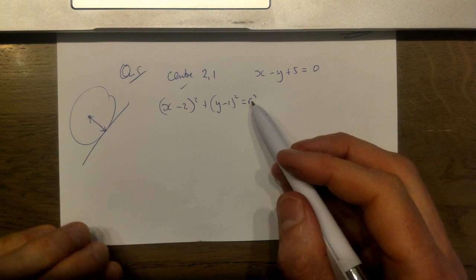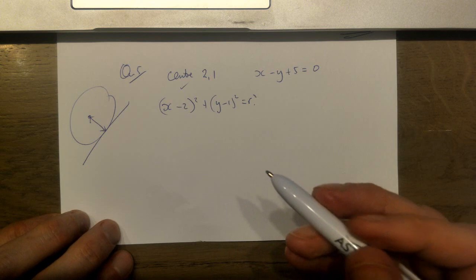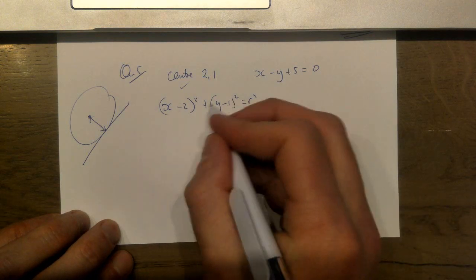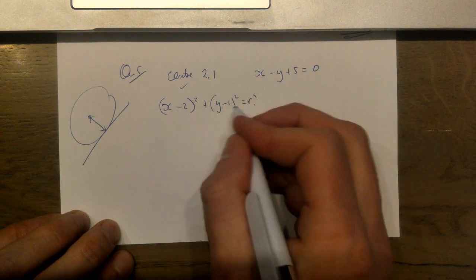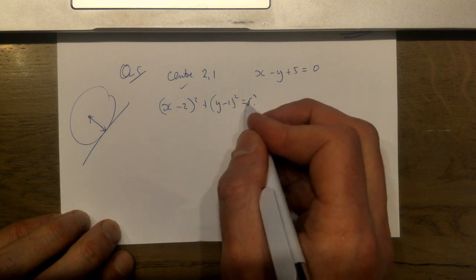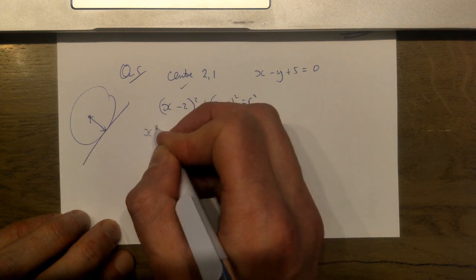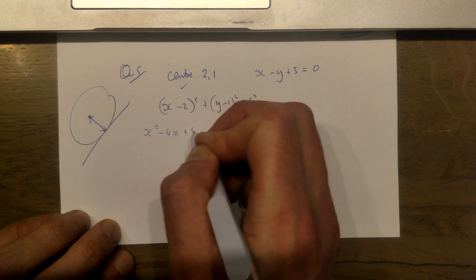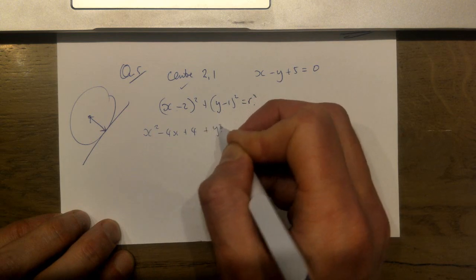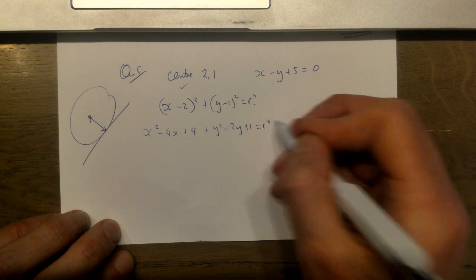Now when you check these in the back, by the way, it'll probably give you the answer in general form, because that's what they generally do, but it doesn't specifically ask. So if you prefer to use this method, that's fine. Just be careful of the way it's asked for in the question. You can still use this method for general form. You should multiply out this bracket, so x minus 2 squared is x squared minus 4x plus 4, for example, plus y squared minus 2y plus 1 equals radius squared.